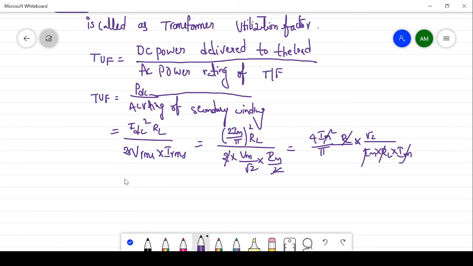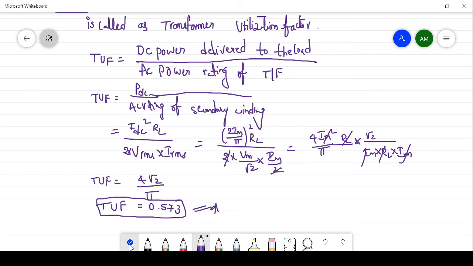Then the transformer utilization factor of full wave rectifier is 4 root 2 by pi. This value is 0.573. This transformer utilization is also increased compared to half wave rectifier. So the transformer utilization factor is also increased here.